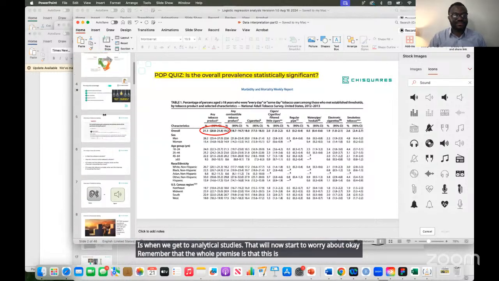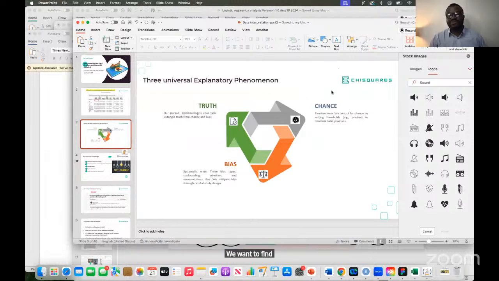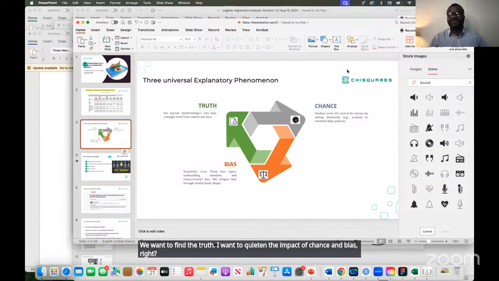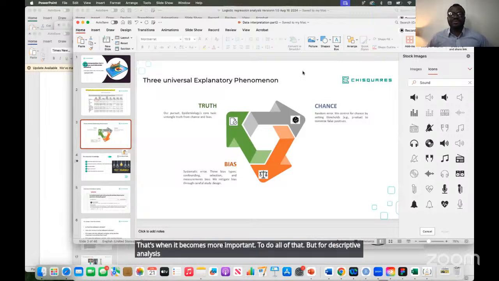Let's go back here. We want to find the truth. I want to quieten the impact of chance and bias, right? So when we come to the world of analytical epidemiology and we're comparing things, that's when it becomes more important to do all of that. But for descriptive analysis, no, we don't. And so let's really grow out of a mindset of being too worried about p-values. Life is much bigger than p-values, right?